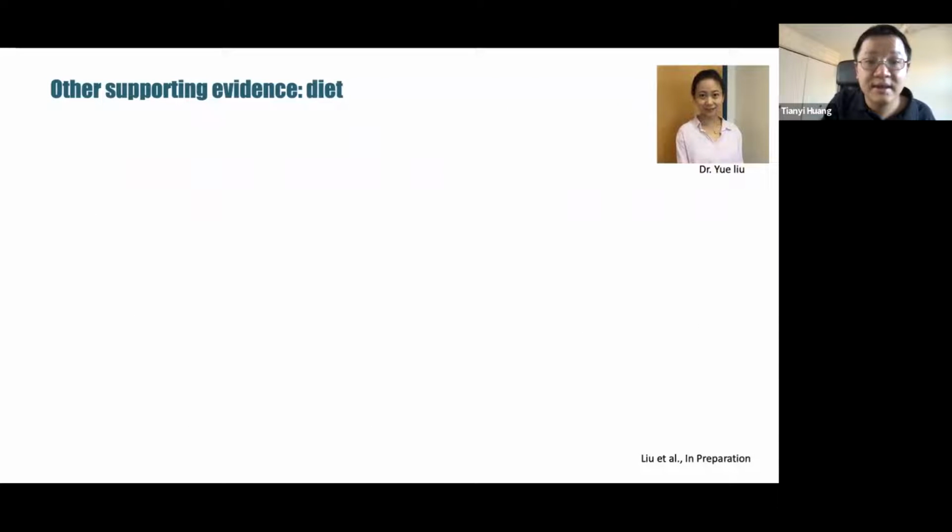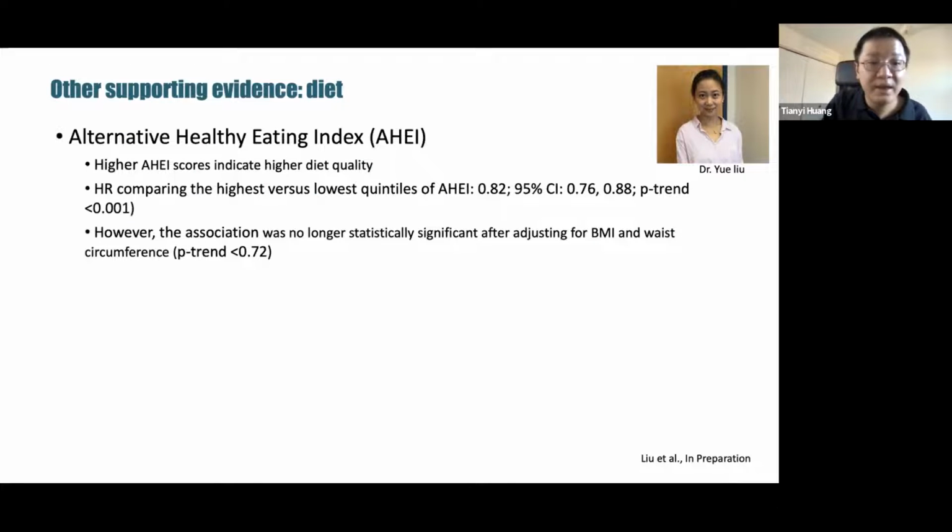Another study we are currently doing is a prospective study evaluating dietary patterns in relation to sleep apnea, because we know diet also plays a very important role in inflammation and insulin sensitivity. We used the alternative healthy eating index as a measure of overall dietary quality. A higher score indicates higher diet quality. When we compare the risk of sleep apnea between the extreme quintiles, people with the most healthy diet have about 20% reduced risk of sleep apnea. But after we adjust for BMI and waist circumference, this association becomes non-significant.